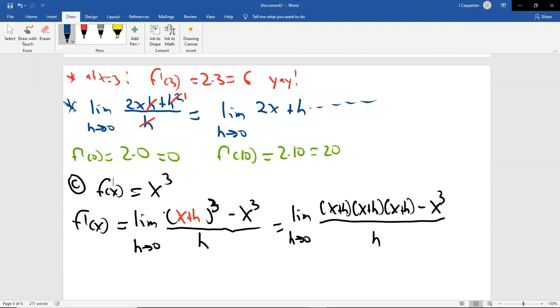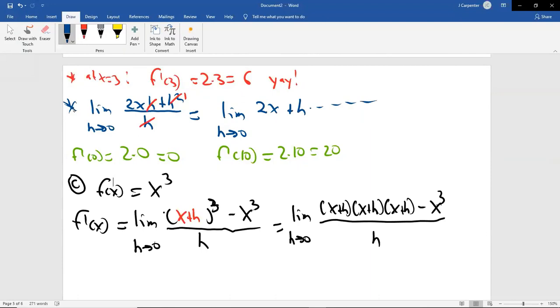Point being, if I ask you what the derivative of x to the 100th is, you don't want to do that this way. You will hate your life, because you would have a parentheses raised to the 100th power, so you'd be doing x plus h times x plus h times x plus h times x plus h times x plus h, and there would be 100 of those things. And I would cry if I had to do that.